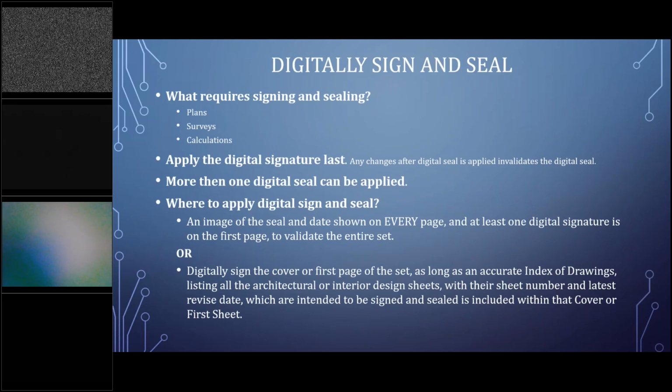And then the digital sign and seal. So everything I just showed is really kind of in the order that it should be done. Your digital seal should be applied last, because any changes you make after you apply the digital seal invalidates the digital seal. So your combining of sheets should be done first. Your security settings should be done next. And then lastly, apply your digital seal.